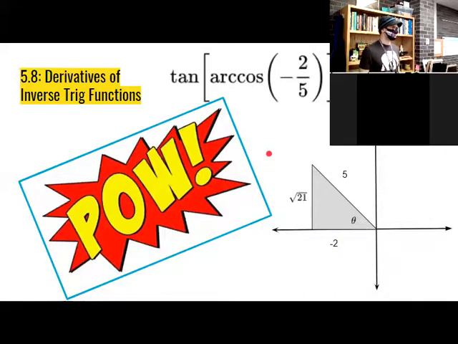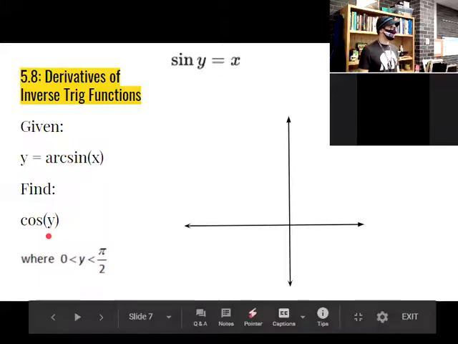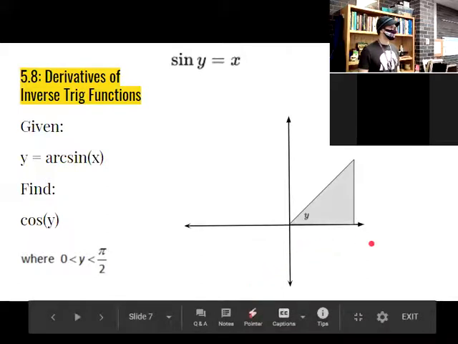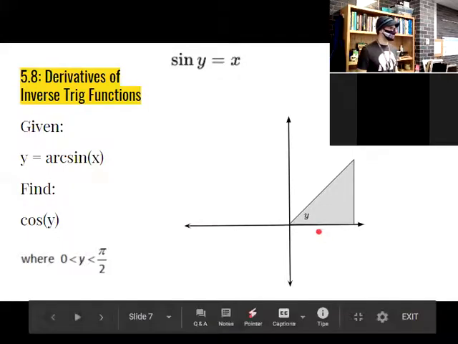Let's do another one. I think this one has a variable in it. It does. All right, so given y equals arc sine of x, find cosine of y. This feels kind of weird, but basically I'm starting with the inverse. Let's draw a triangle from that. Because remember, arc sine takes a ratio and gives me an angle. So y is really an angle.